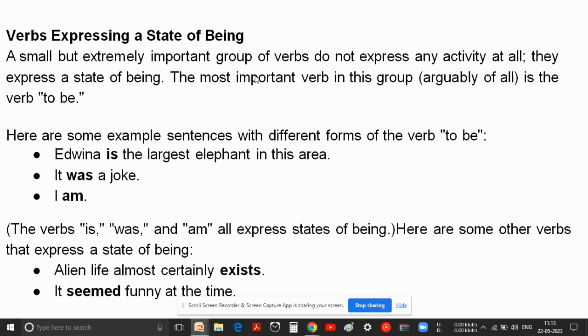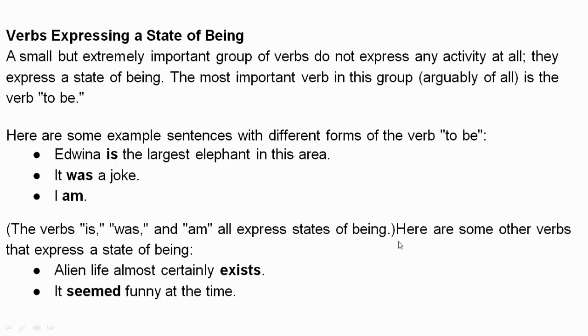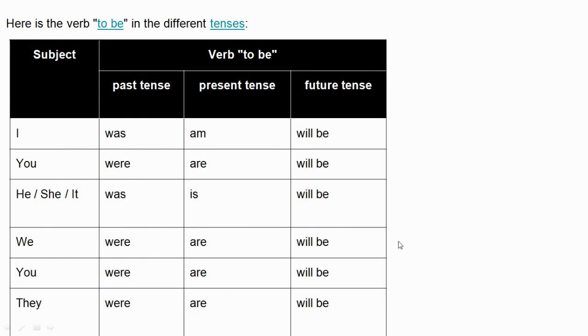Here are some more verbs that express a state of being. Life almost certainly exists. So here exist is a verb. It seemed funny at the time. Here seemed is a verb. Now here is the verb to be in the different tenses.